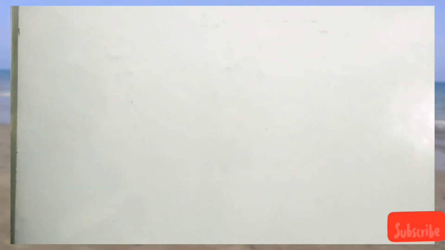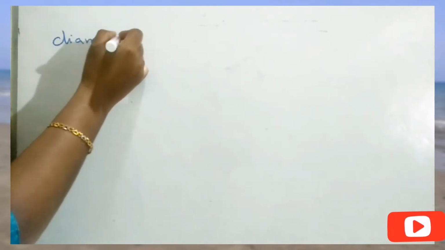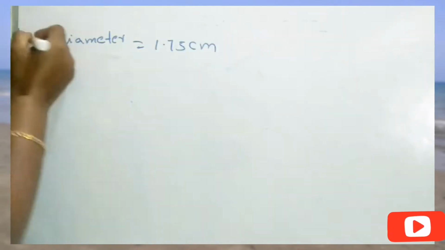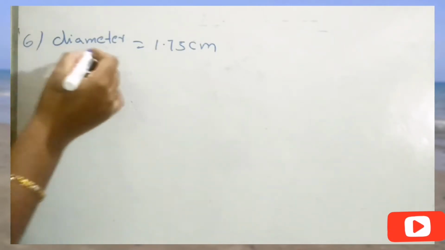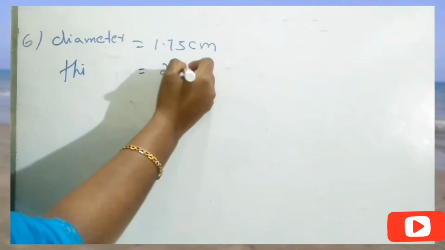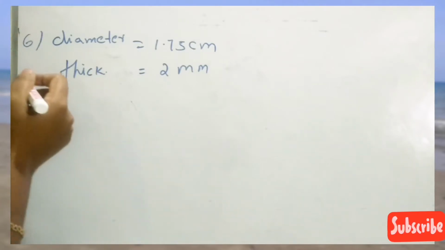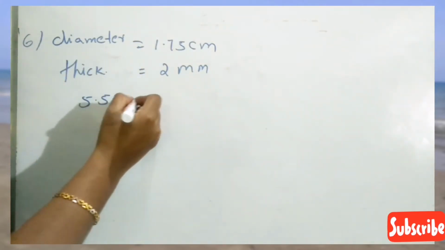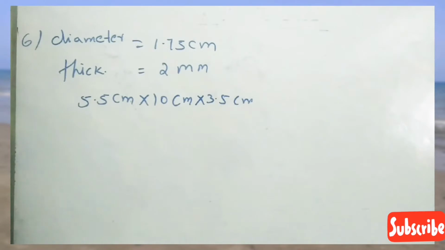Sixth question. How many silver coins 1.75 centimeter in diameter and of thickness 2 mm must be melted to form a cuboid of dimension 5.5 centimeter into 10 centimeter into 3.5 centimeter? So we need to find out the number of silver coins in this question.